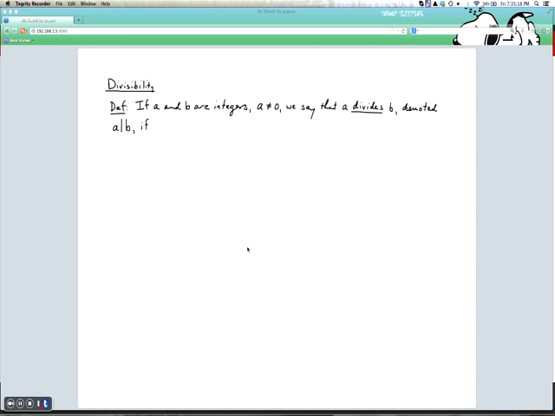if there is an integer n such that b is a times that n. Okay, that's what we mean. We can say a divides b. We can say a is a factor of b. Let's get the terminology in here.